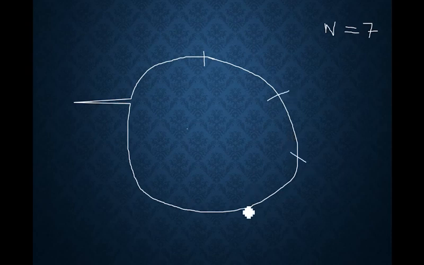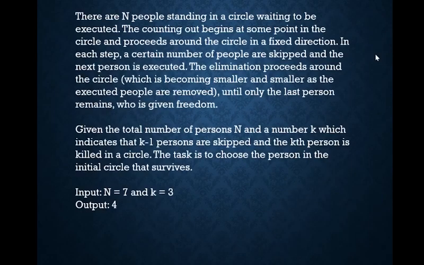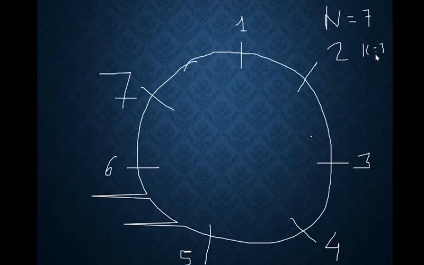Let me take the 7 persons: 1, 2, 3. We have n value as 7. So 7 persons standing in a circle, and we have k value as 3, which we have given in the problem statement. You can take any value. Now the counting out begins at a certain position which we have given in the question. I'm starting from 1, and the direction is fixed, so I'm taking the clockwise direction. You can take clockwise or anti-clockwise, but the direction should be fixed.